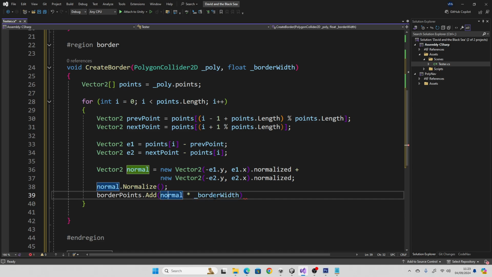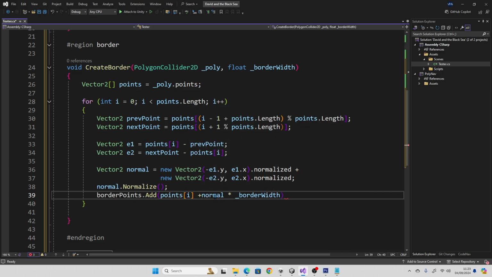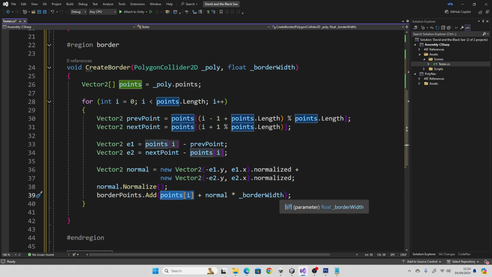So this is important, but this is as if we're at the origin of 0, 0, but we're not. We are actually at our point. So I need to put in here points I plus whatever that is. The normal position times the border width changes the normal's position, and then we add that to the point that we're looking at. Once we have that, we've got our border points, we can add that to our border points. And that is our creating the border.